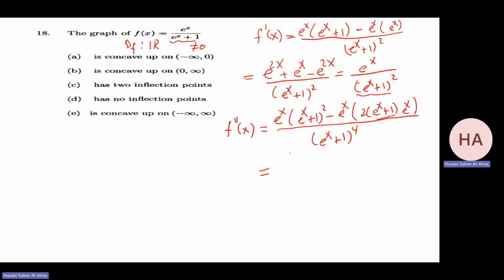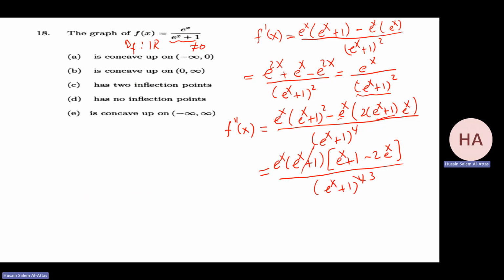I can take common factor ax times ax plus 1. What's the remaining from the first one? ax plus 1. This one, I took this, minus 2ax. Open this. This is cancelled with this, becomes 3. So I have ax times 1 minus ax over ax plus 1 cubed.